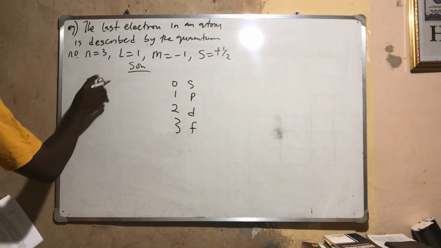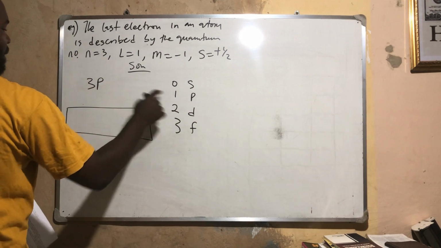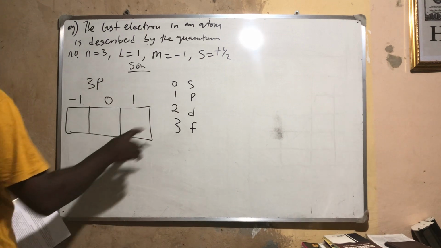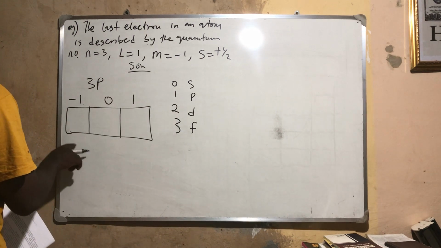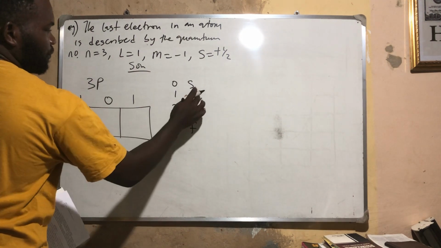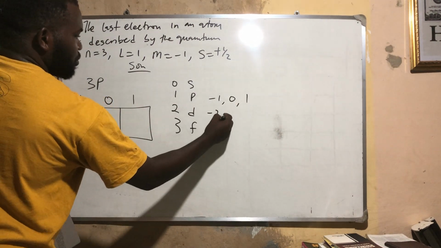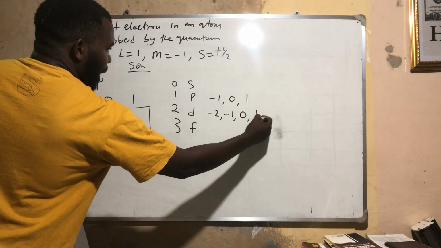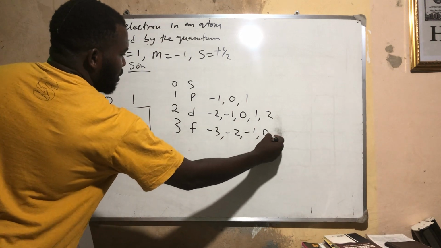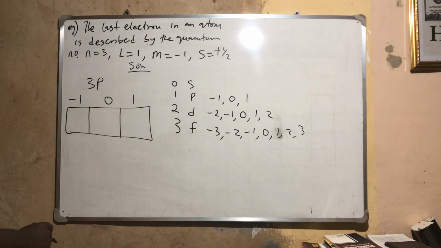So the next thing we need to know is the electrons it has. So you now draw. I told you that if it is P, P is 1, so you range it from minus 1, 0, and 1. But if it is 2, you range it from minus 2, minus 1, 0, 1, and 2. But if it is 3, it will be minus 3, minus 2, minus 1, 0, 1, 2, 3. So that is the number of orbitals it has.